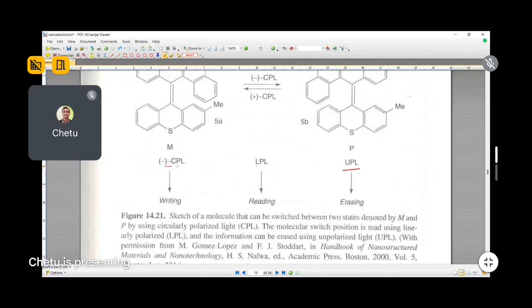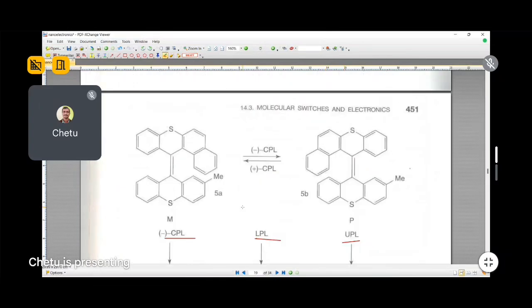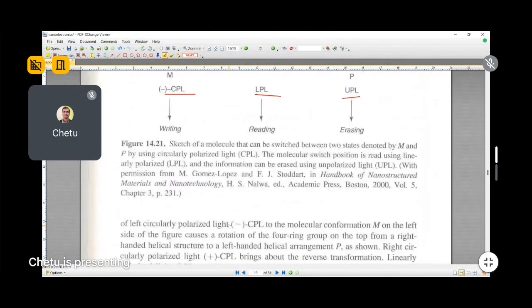So what you have is circularly polarized light, which can be right-handed or left-handed. To write some state on it, you use circularly polarized light; to read, you require linearly polarized light; and to destroy the information, or to format the memory system, you require unpolarized light. So using three types of light, the same color but different polarization, data can be stored in this chiroptical molecule.